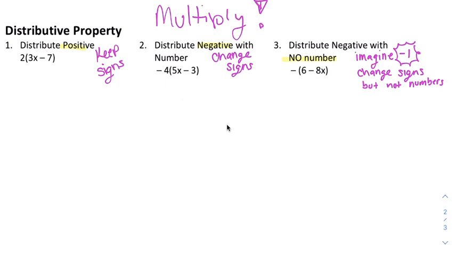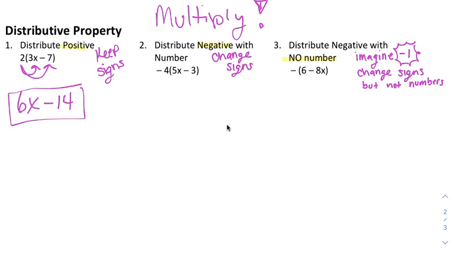All right. So if you are distributing a positive number, that means the 2 is multiplying into both of these pieces. We are going to keep the signs, okay? So I'm going to keep that 3x positive. 2 times 3 makes a positive 6x. And I'm going to keep the minus that's inside. 2 times a negative 7 makes a negative 14. I do not need to combine anything. Those are my full answers. It's a single step right here, okay?